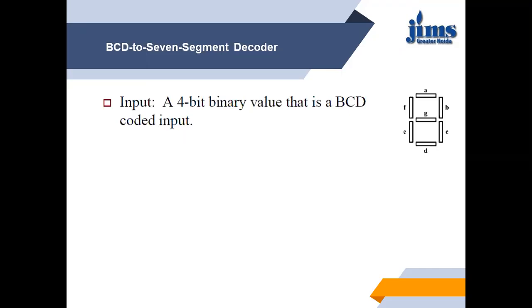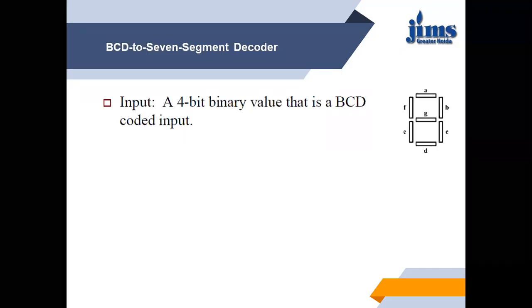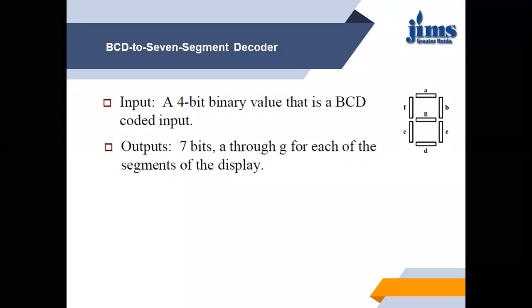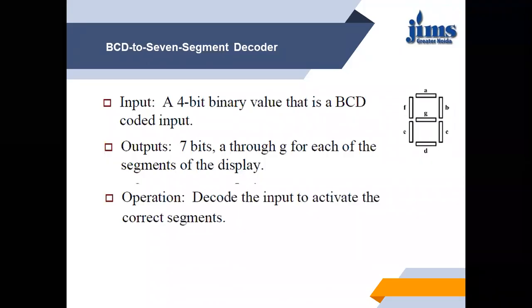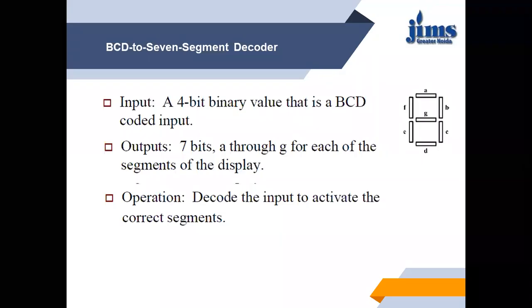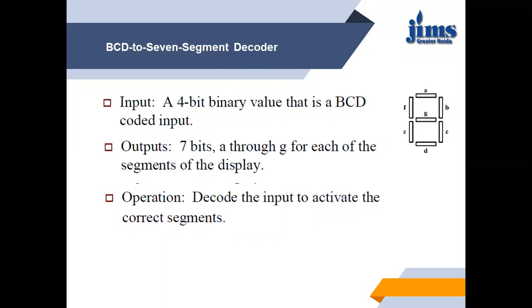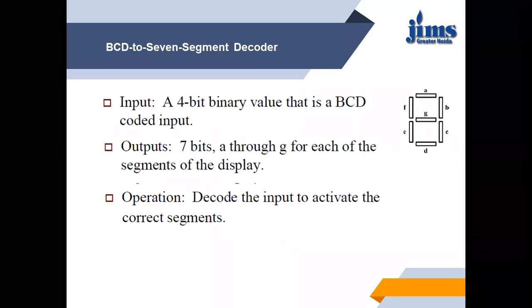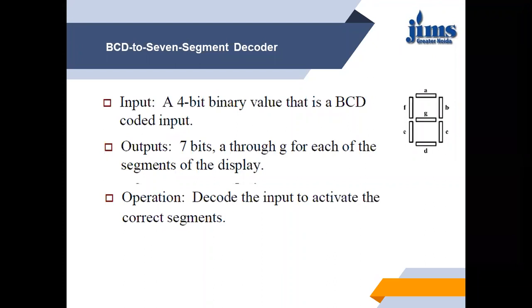Here, the input is a 4-bit valid BCD coded input. The output is 7 bits, A through G, one for each segment of the display. The operation is that it decodes the input to activate the correct segments. So we have to design hardware that will take BCD as input and provide the proper output that will glow the proper segments A through G, which will display your normal decimal number 0 to 9.